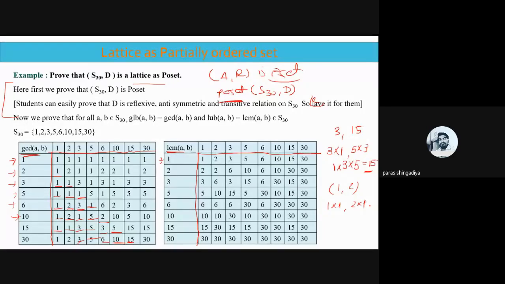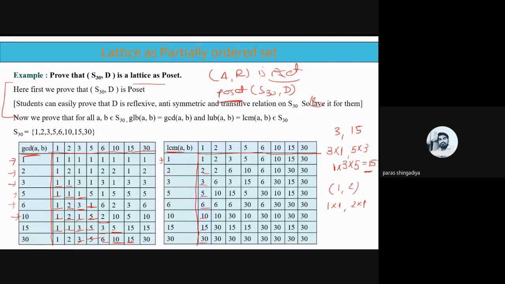Okay. Then 1 with 3, the answer is 3. 1 with 5, the answer is 5. 1 and 6, the answer is 6. 1 with 10, 15 and 30, the answer is 10, 15 and 30. Clear? And use these values in the first row and first column as 2, 3, 5, 6, 10, 15 and 30. Clear? That is complete.